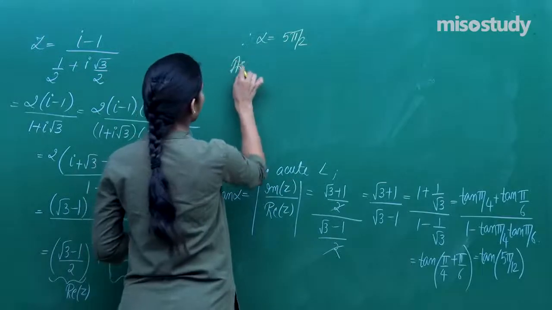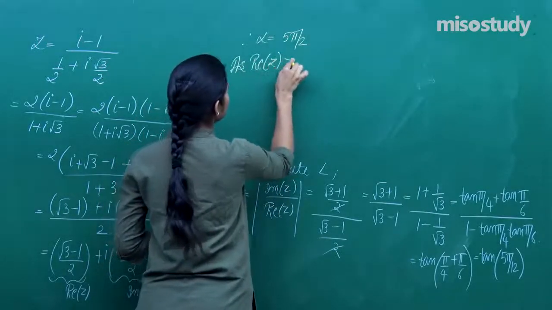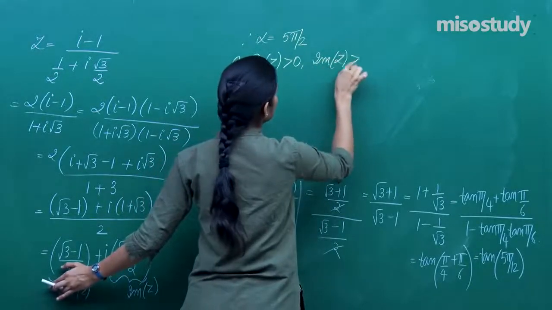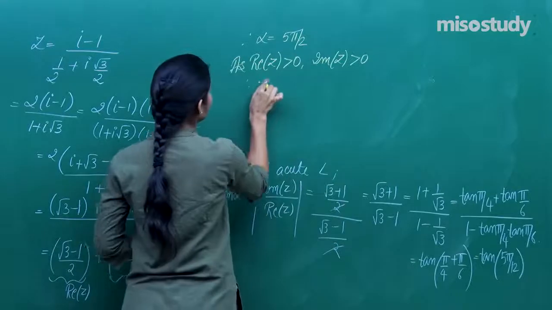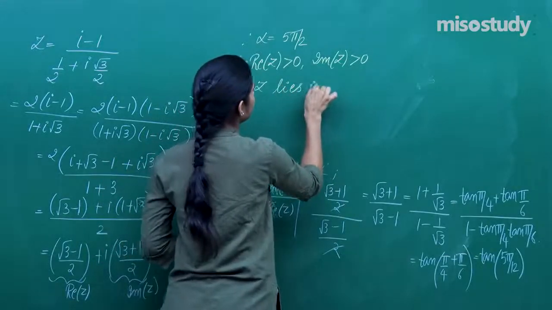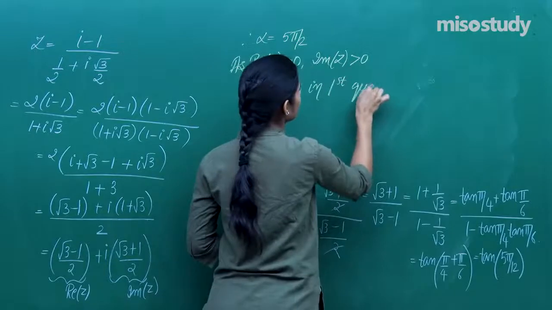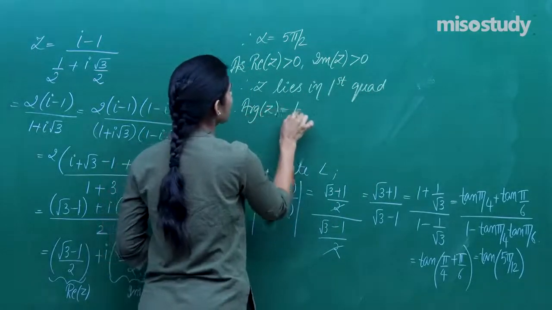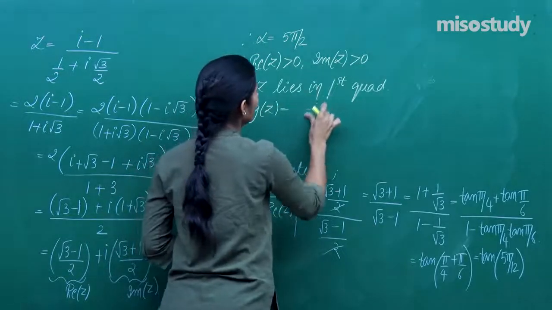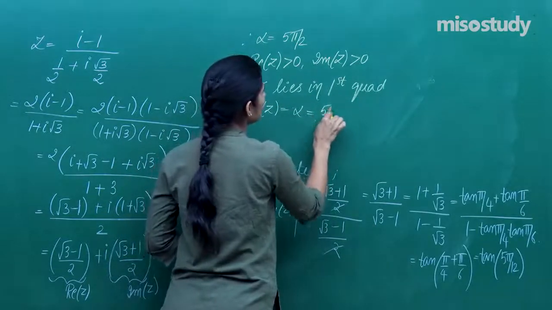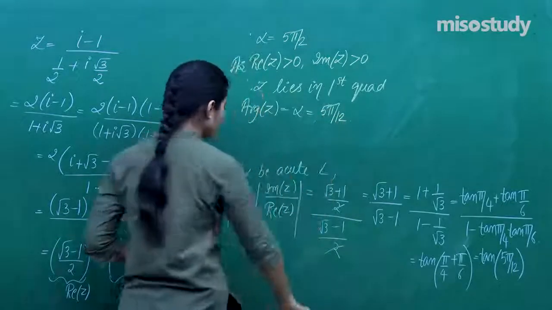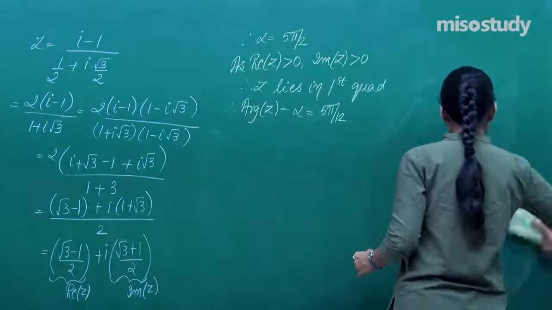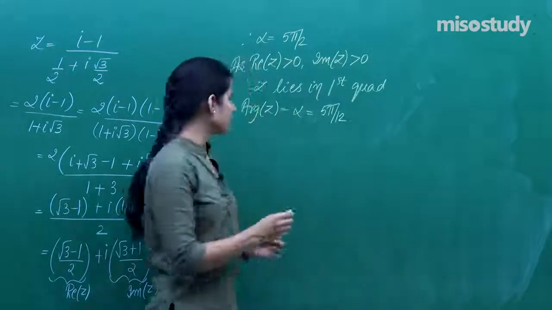So as the real part of z is positive, you know that it is this. The imaginary part of z is also positive, you can see. Therefore, z lies in the first quadrant, and therefore the principal argument of z is equal to alpha itself, which is 5 pi by 12. The moment I have root 2 as the modulus and 5 pi by 12 as the principal argument, I am in a position to write the polar form of z.